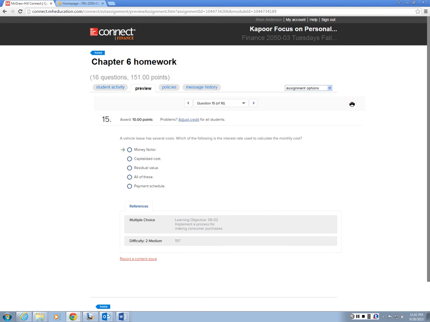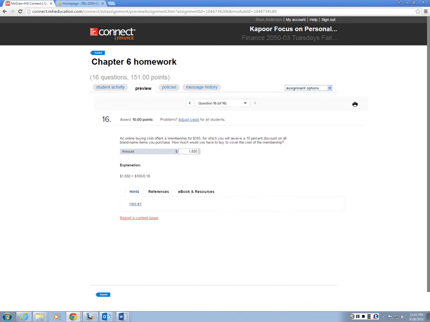15, a vehicle lease has several costs. The interest rate of that equation is called the money factor. And 16, an online buying club offers you a discount. So if you have a 10% discount on all brand items, how much would you save to buy the cost of the membership? So you'd have to buy $1,650 just to cover the $165 that it costs to be a member of whatever Sam's Club or some purchasing club that allows you to do that.